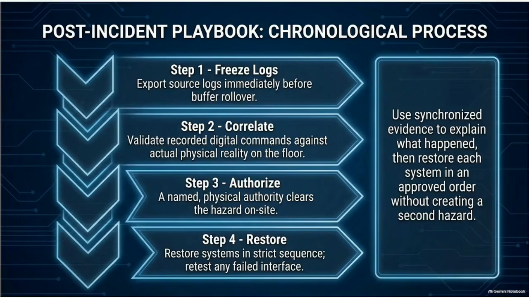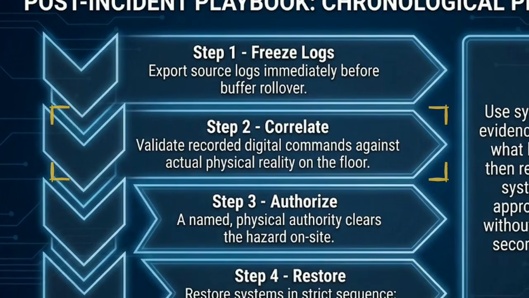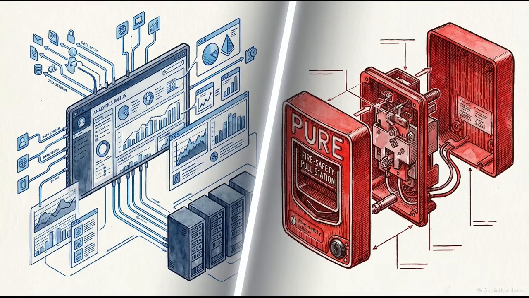Step 1 requires freezing and exporting the raw source logs immediately before the buffer rolls over and overwrites the initial burst. Step 2 correlates recorded digital commands against actual physical reality on the data center floor, verifying that the hardware actually executed the logic. Finally, a named physical authority clears the hazard, allowing the separate systems to be restored in a strict pre-approved sequence. Data center integration synchronizes an irrefutable chain of evidence. It achieves total operational visibility without ever compromising the authority of life safety.